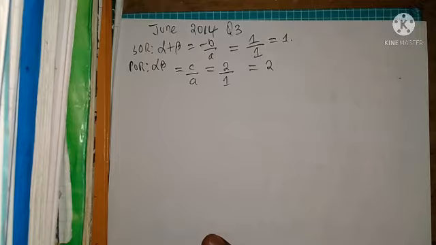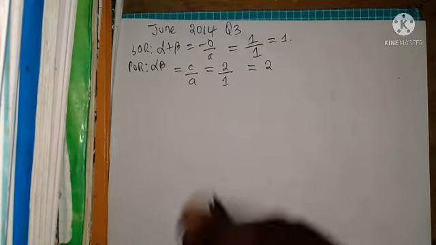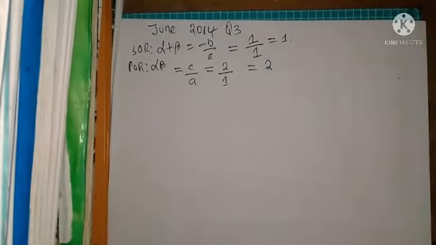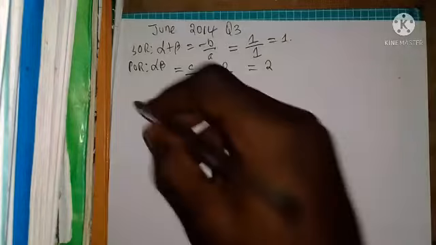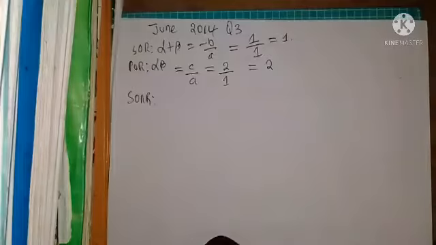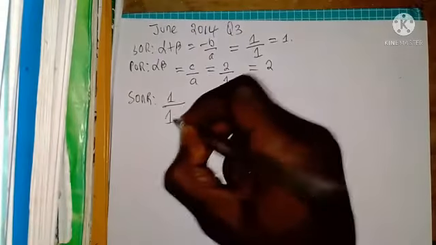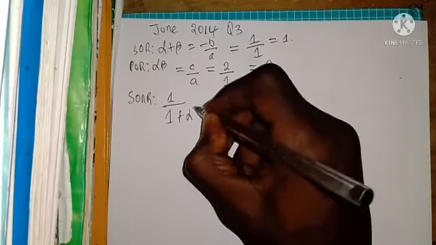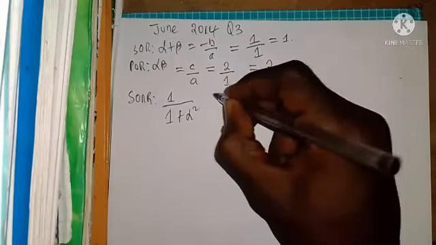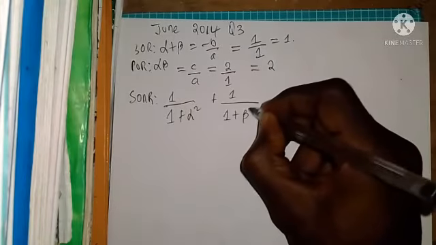Now that we have the sum and product of the roots, we can derive the sum of the new roots and the product of the new roots. For these, we make use of the roots we are given in the question. So the sum of new roots is going to be 1 on 1 plus alpha squared plus 1 on 1 plus beta squared.